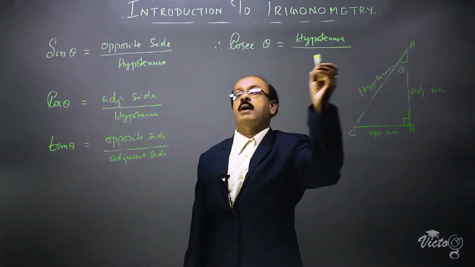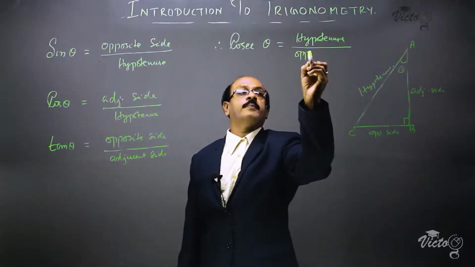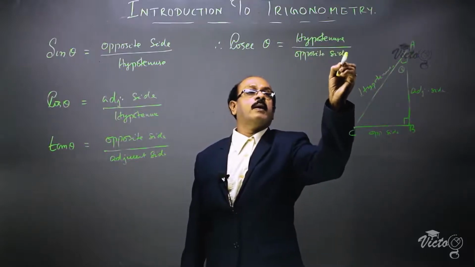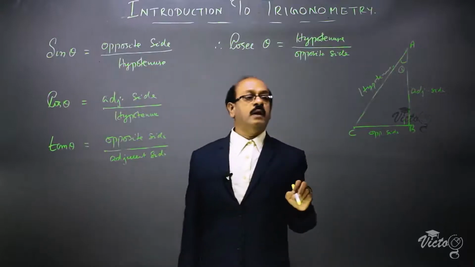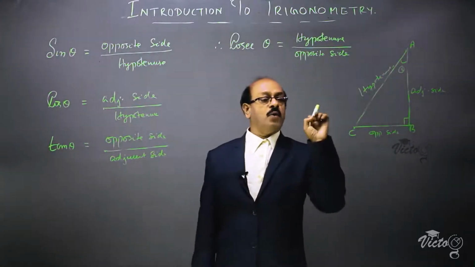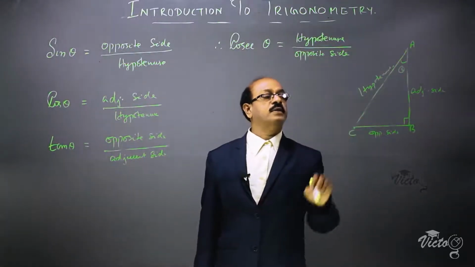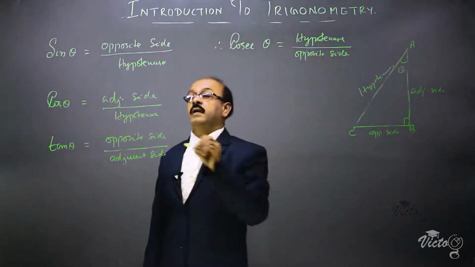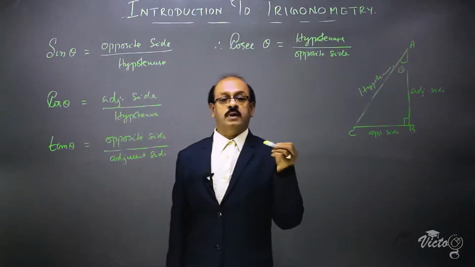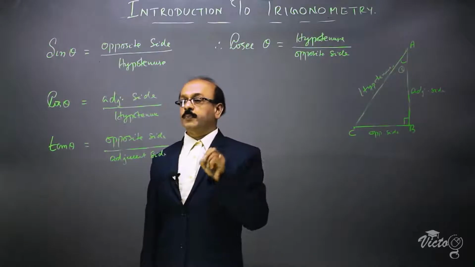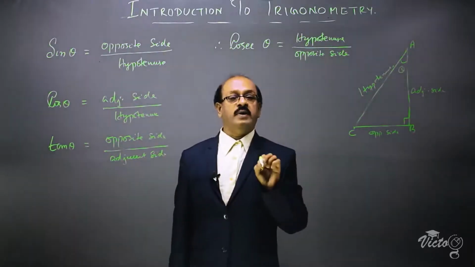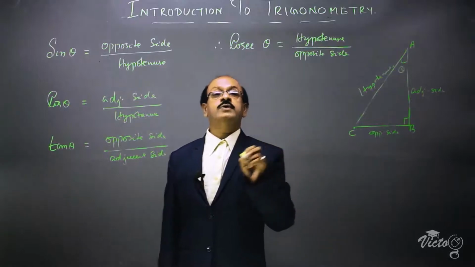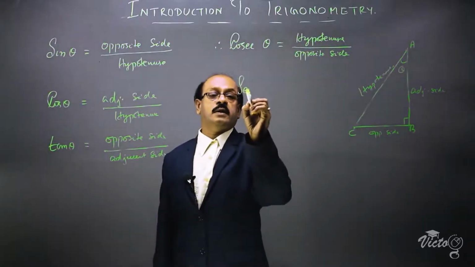Hypotenuse divided by opposite side is cosec theta. Similarly, if we divide the length of the hypotenuse by the length of the adjacent side, we get the reciprocal ratio of cos theta. The name of the reciprocal ratio of cos theta is secant theta. The full name is secant theta, and we can reduce it as sec theta.